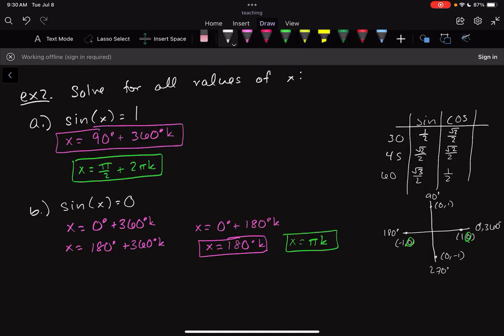Let's do some more. Let's do one that might trip you up a little bit. Sine x equals 1 over square root of 2.